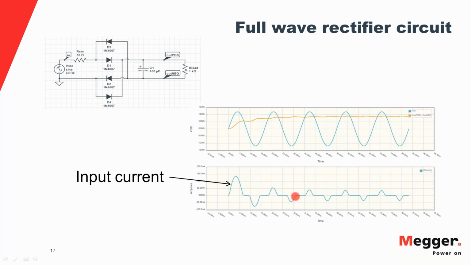You'll see that the current is alternating pulses. Basically, it's not a sinusoidal wave. It has pulses on each half cycle, and the pulses correspond to the peak of the voltage waveform.